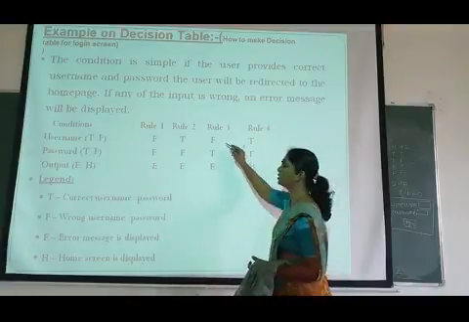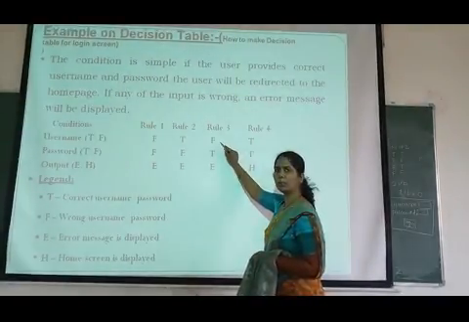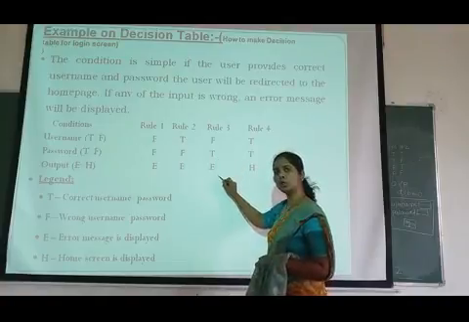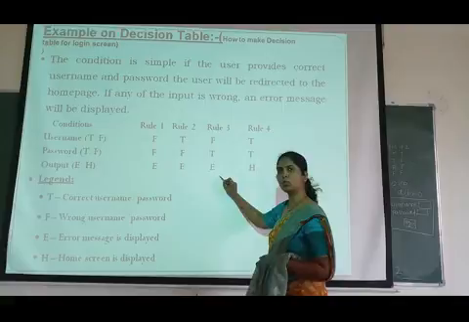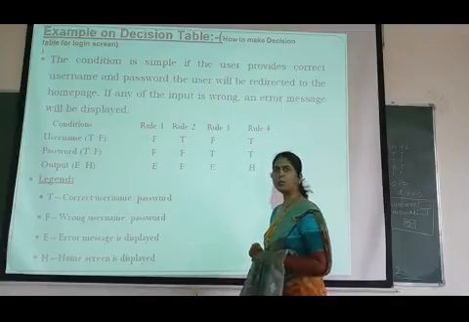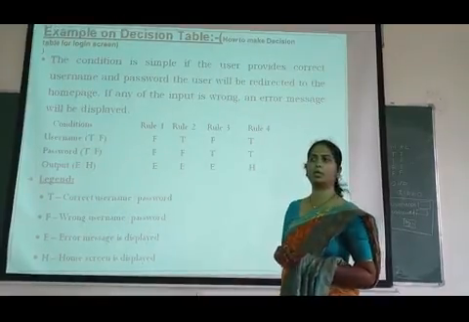So in this third combination also, the username is wrong and the password is correct. What will the user get here? They are going to get the error message, because they haven't entered appropriately what is required.